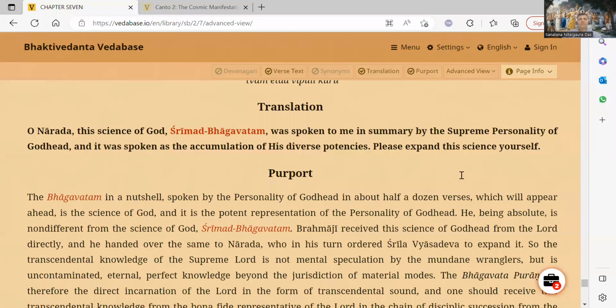Oh Narada, this science of God, Srimad Bhagavatam, was spoken to me in summary by the Supreme Personality of Godhead, and it was spoken as the accumulation of His diverse potencies. Please expand the science yourself. Right? So Narada Muni is hearing from Brahma, and he is given a purpose. Like all of us, when we hear Srimad Bhagavatam, we have to carry this purpose with us. What is it? We need to understand the Supreme Lord. We need to imbibe this knowledge, and we should also expand by giving it to others.